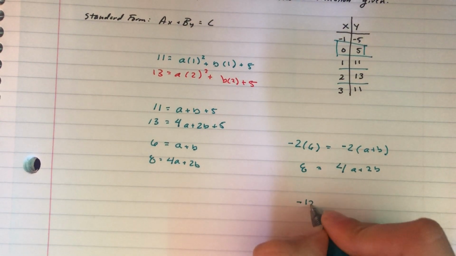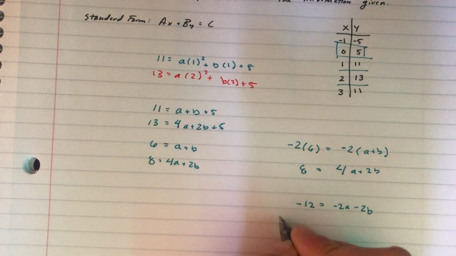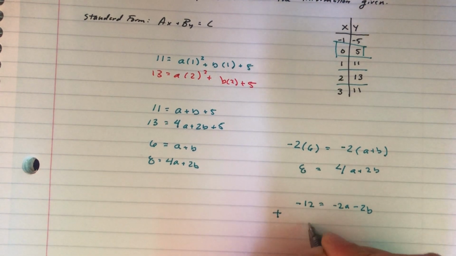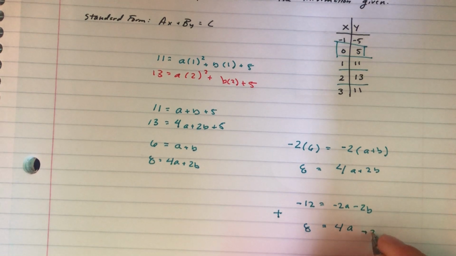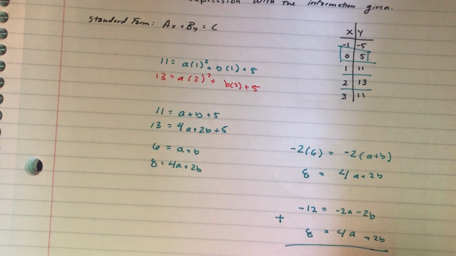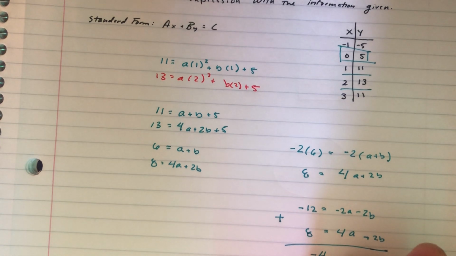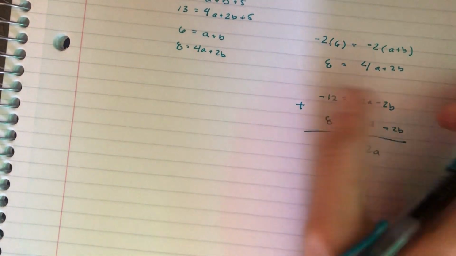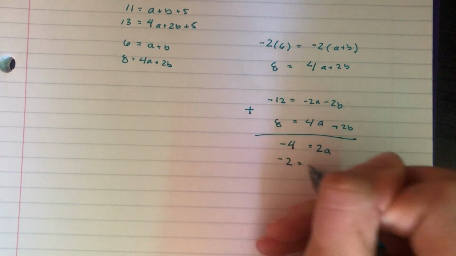And that'll give you your minus 12 equals minus 2a minus 2b, plus 8 equals 4a plus 2b. And you can just solve. So that's going to cancel out those b values because of the plus and minus. So you're going to be left with minus 4 equals 2a, and then a equals minus 2.